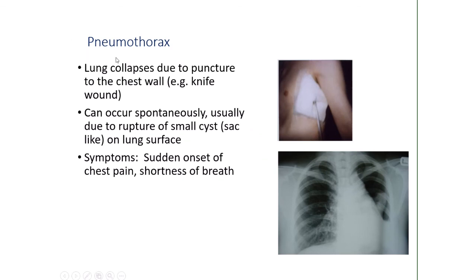Lastly, we have something called pneumothorax. In pneumothorax, the lung is collapsed because of a puncture wound. So if a knife goes in or something like that, that could cause the pleura to detach from each other. So what happens is you're breathing, your chest is going to move, but the lungs are not going to be able to move with it. Typically speaking, external trauma can cause pneumothorax, but it can also happen spontaneously.